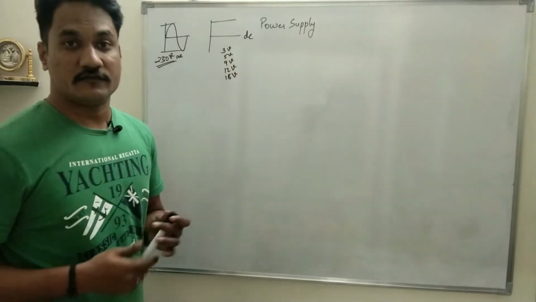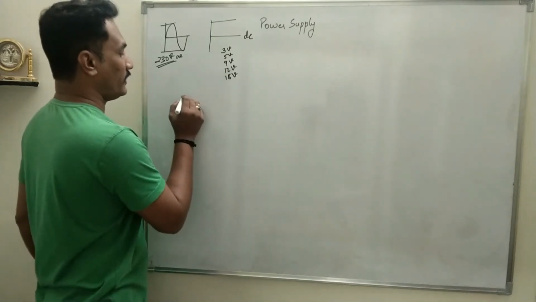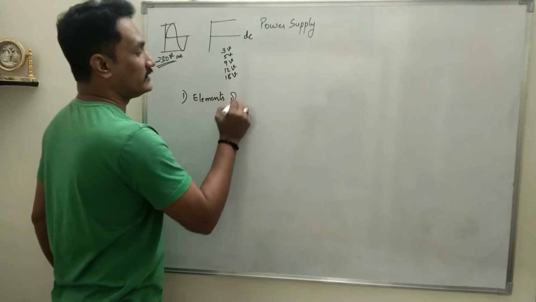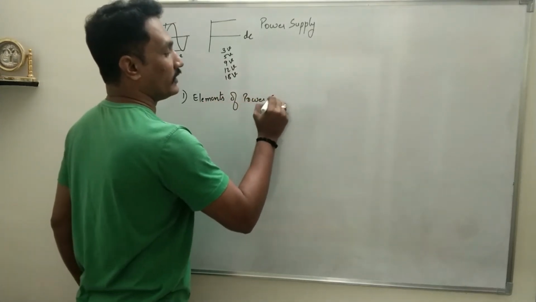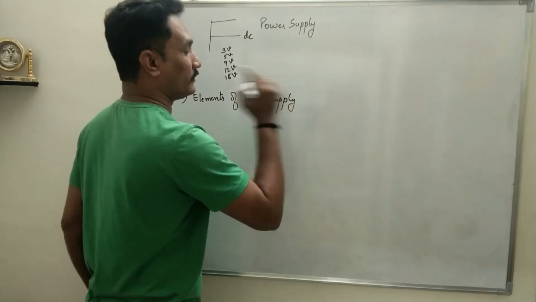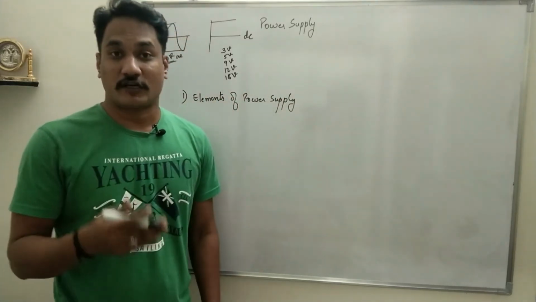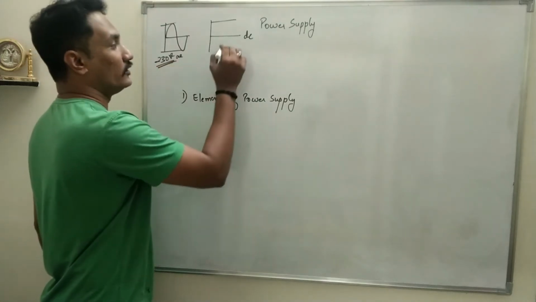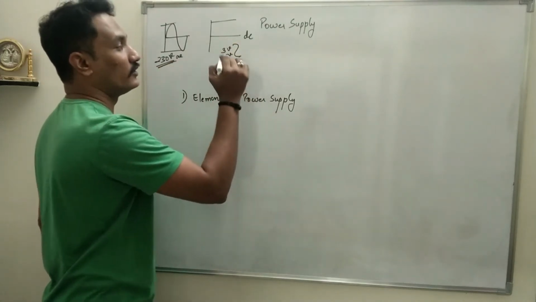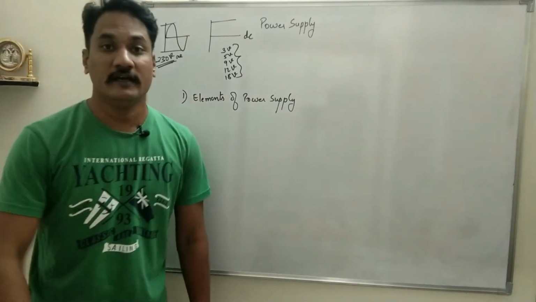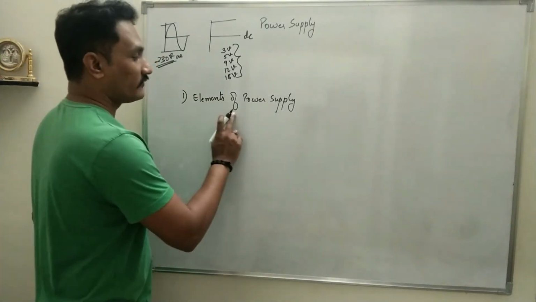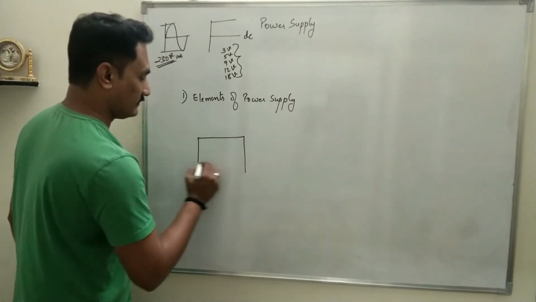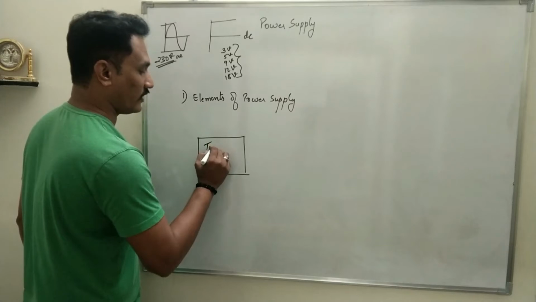The first thing which we will try to understand under the heading power supply is the elements of power supply. Let us understand what steps are needed to convert 230 volt AC into 3 volt, 5 volt, 9 volt, 12 volt or 18 volt DC. In the elements of power supply, the first element is the transformer.